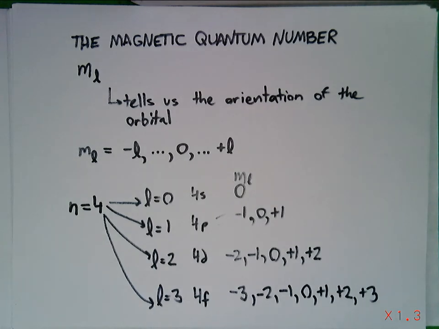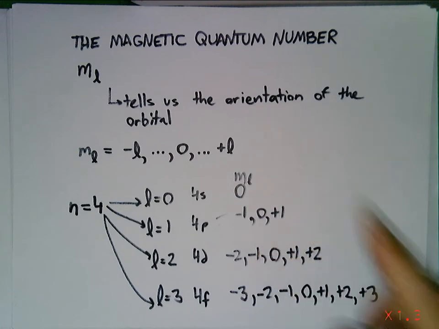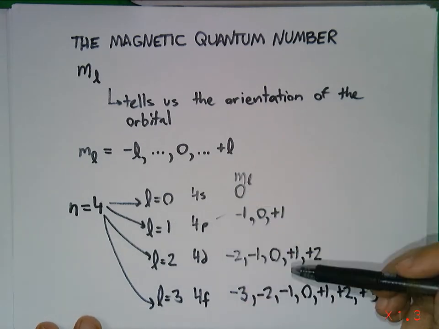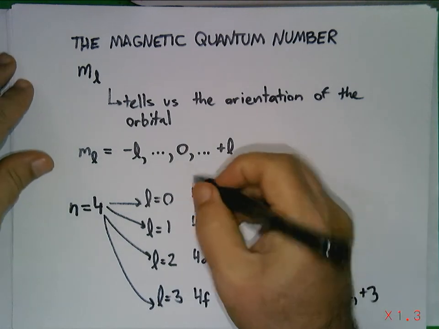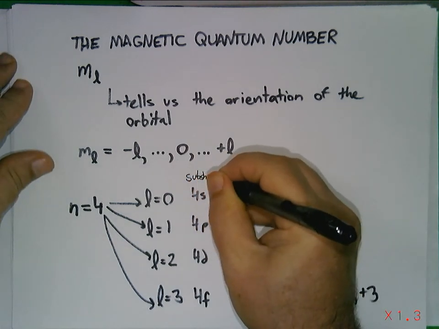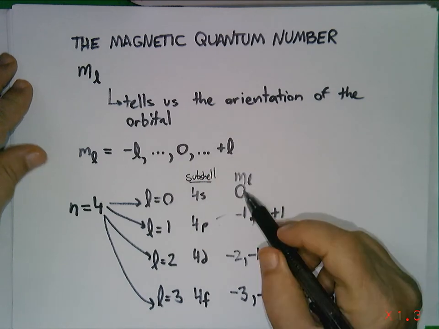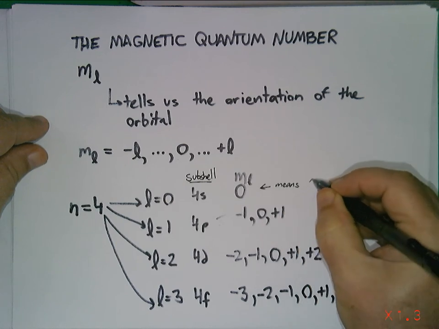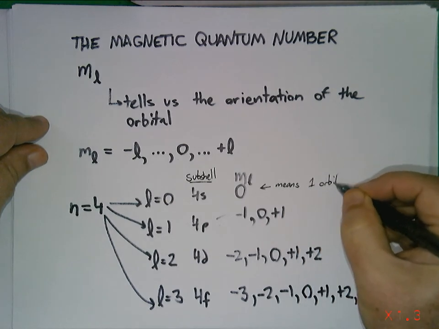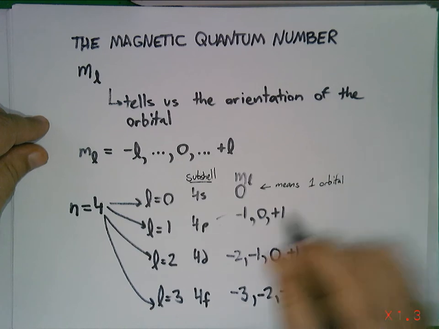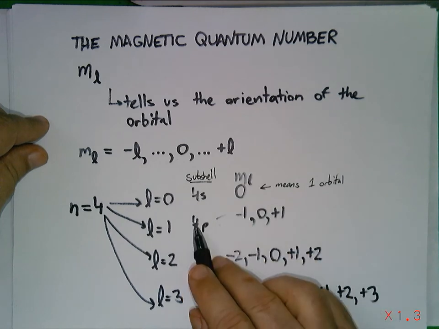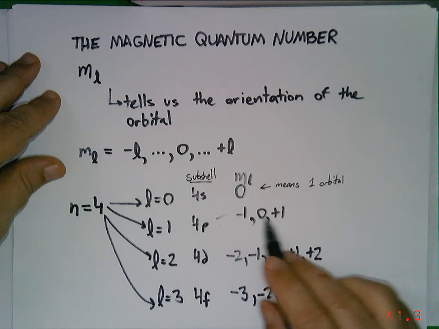Now what's important about this though is not the m sub L values themselves or which orientations these correspond to, but that these tell us how many different orbitals are in the subshell. So here we have the subshell. If we have only one m sub L value, that means there is only one orbital in the 4s subshell. So the 4s subshell only contains one orbital. The 4p subshell contains 3 orbitals because there are 3 values.